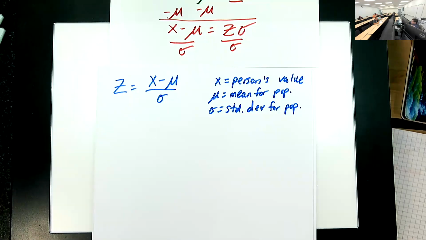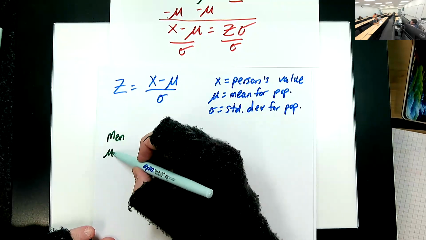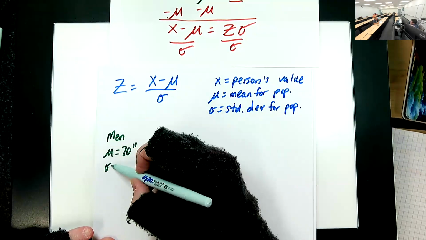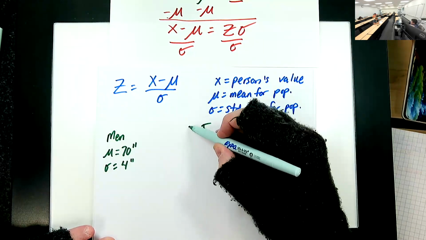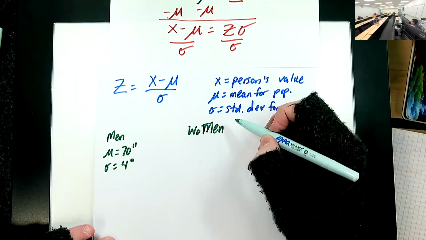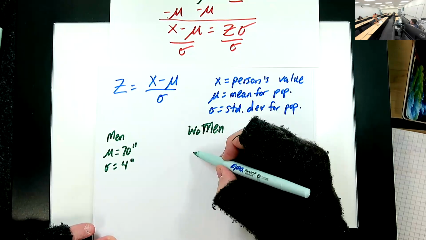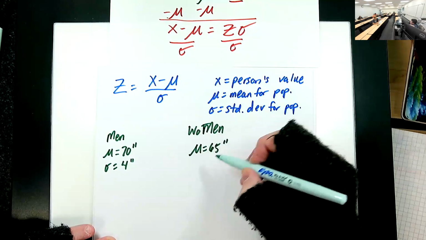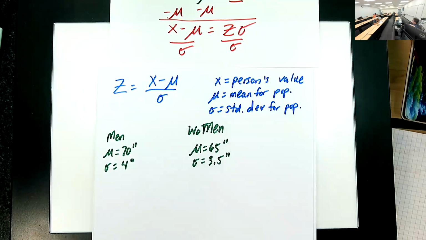So I'm going to rewrite what the men and females are. Men had a mu of 70, sigma of 4, and the women, I was about to say female, but men and female sounds weird. Mu is 65, and sigma is 3.5. And let's find the z-score for me and Scotland, and then we'll know. Whoever's got the higher z-score is taller respective to their gender.